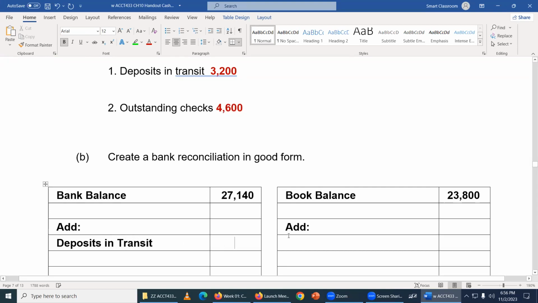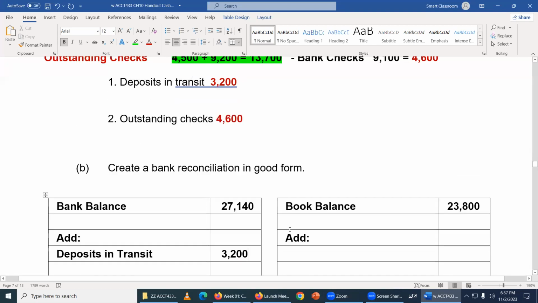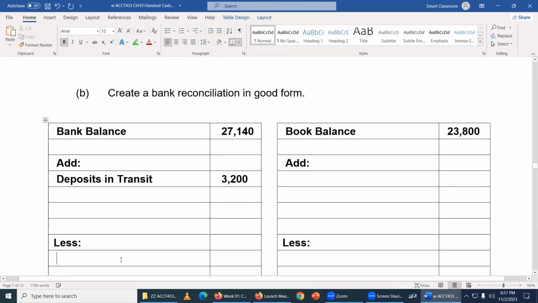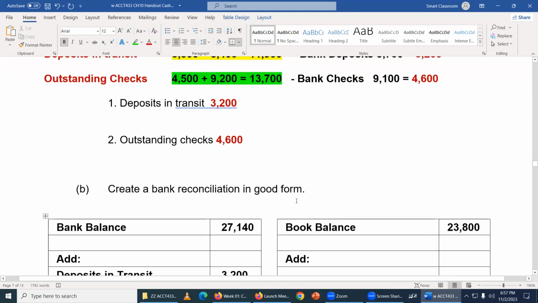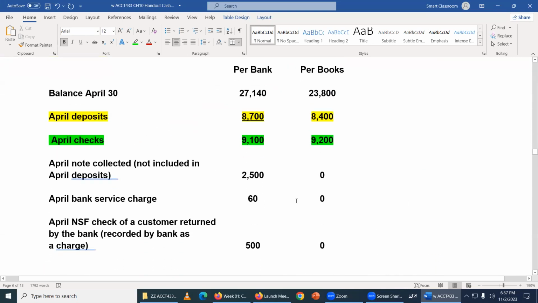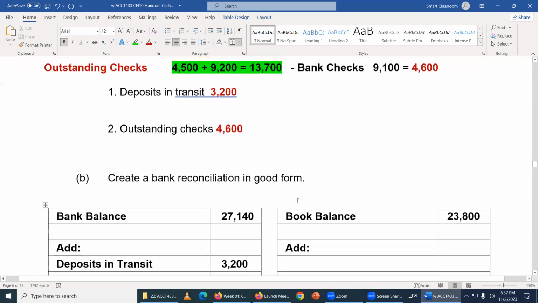was the 3,200. Our outstanding checks were 4,600. And the other stuff is note collected 2,500, service charge, and so 2,560, 500.